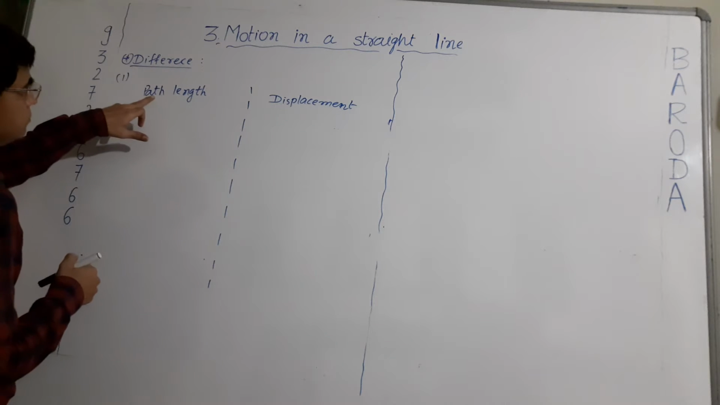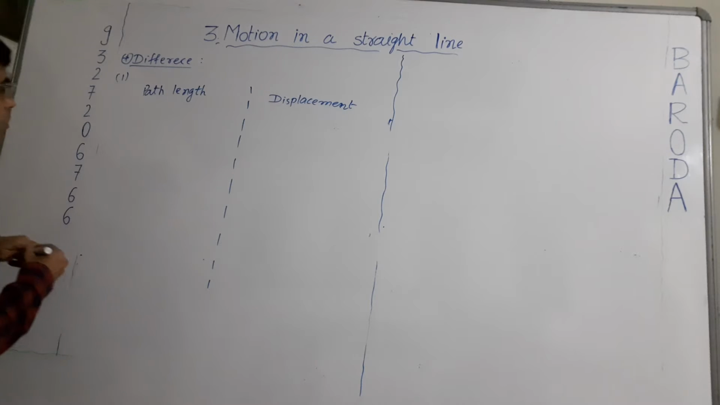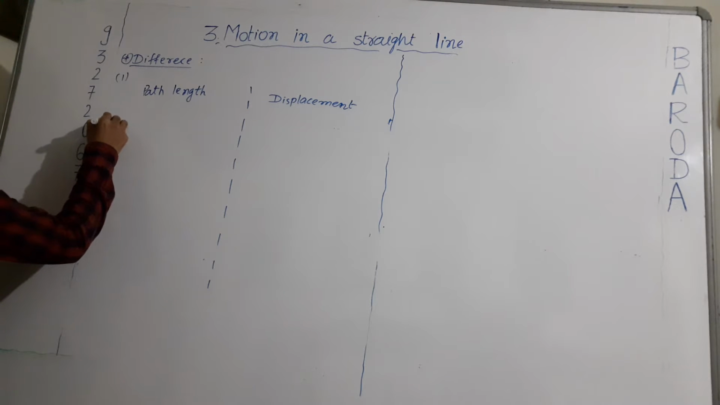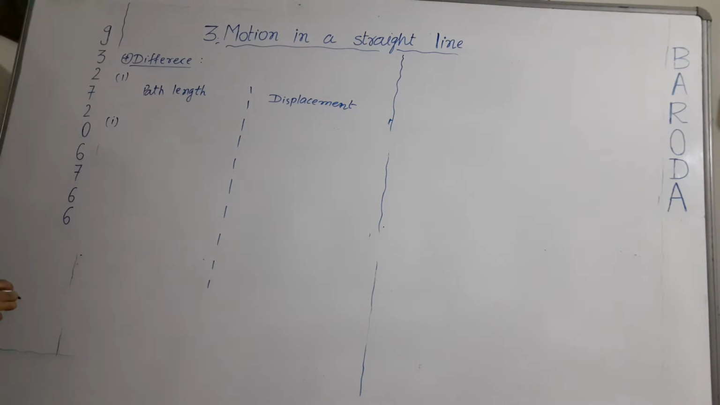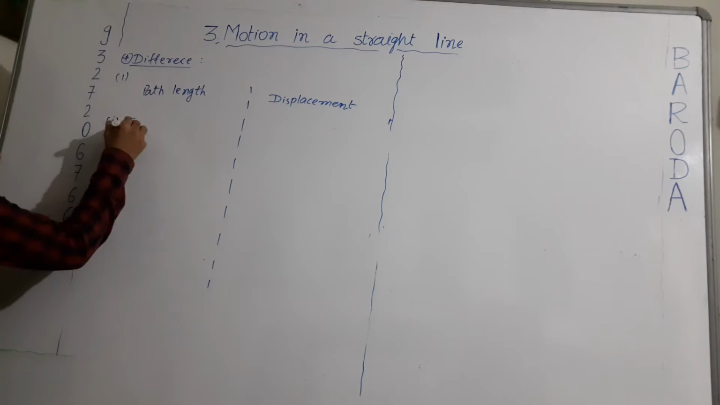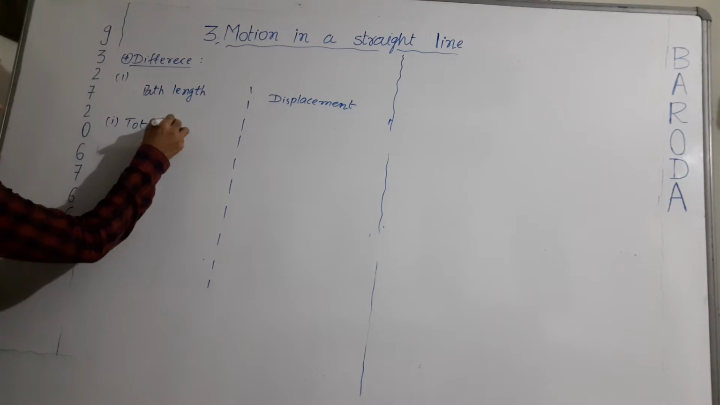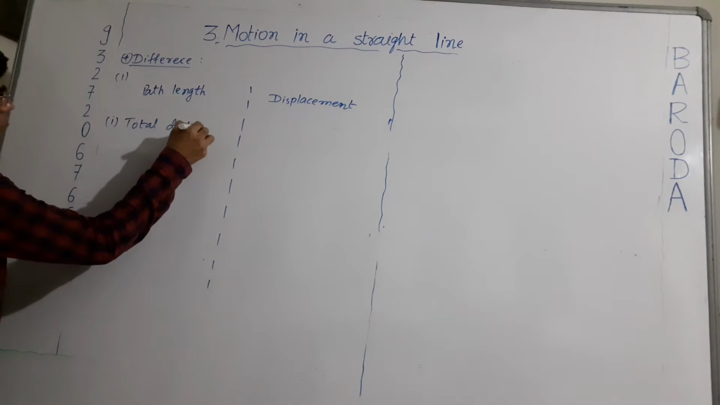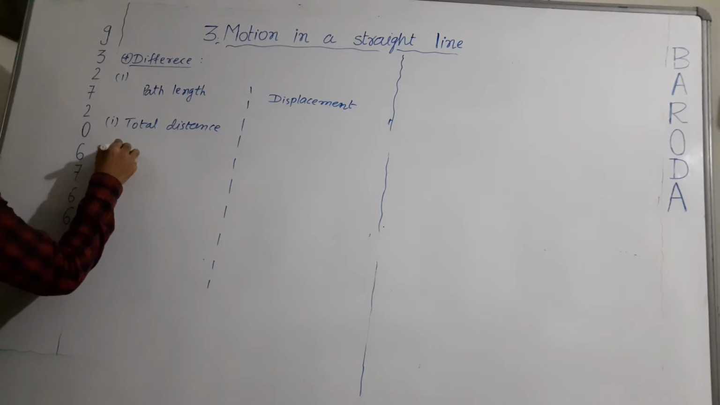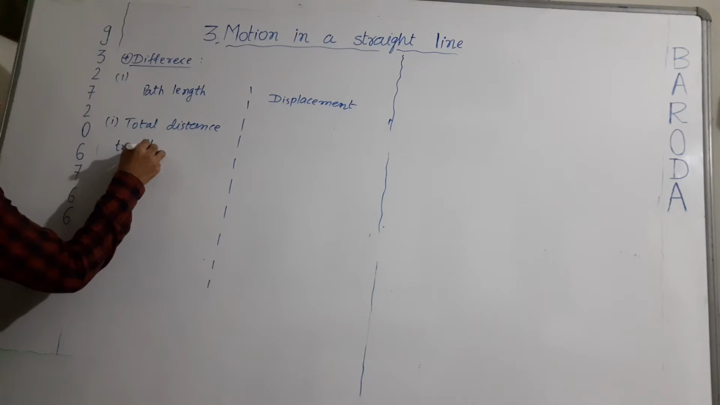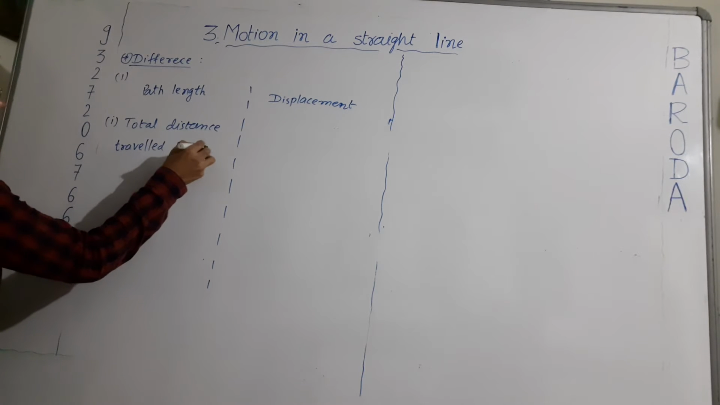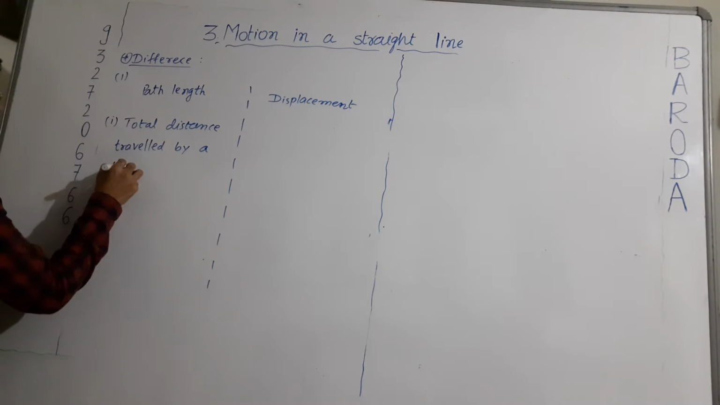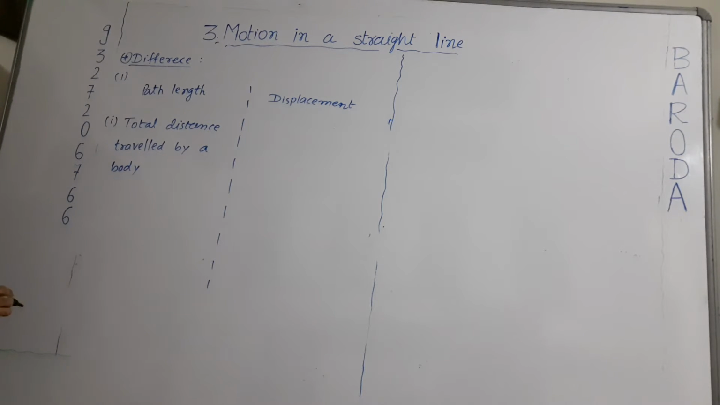Difference between path length and displacement. What is path length? Total distance traveled by a body is known as path length.